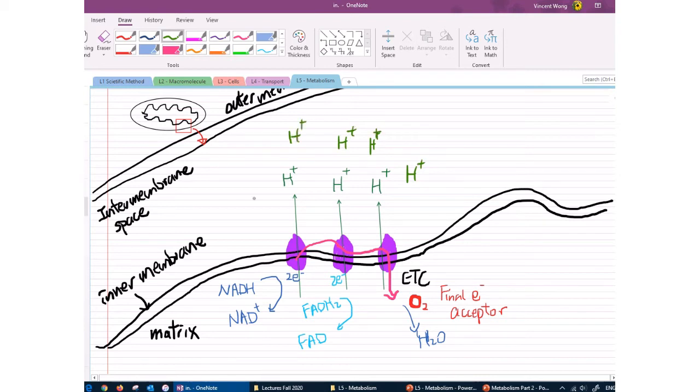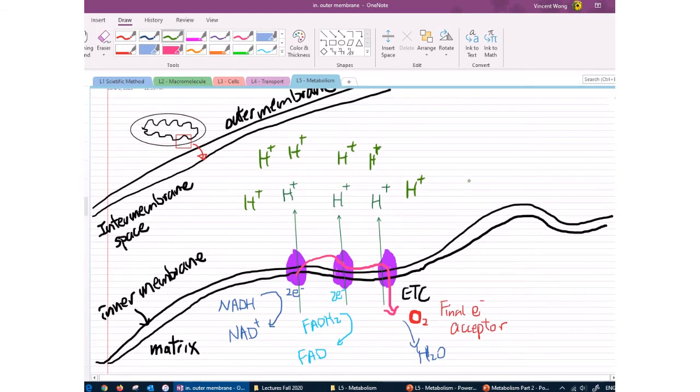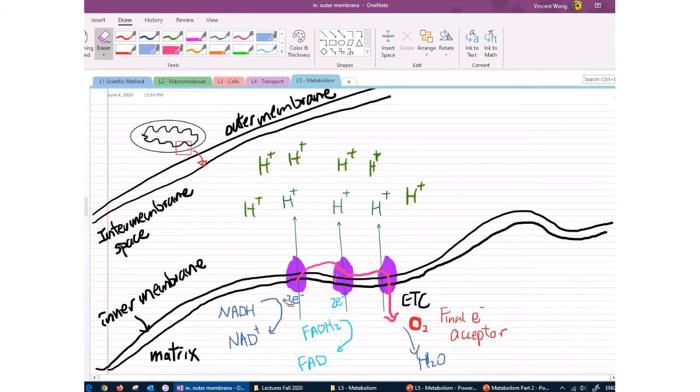Now, the H+, they are positively charged, and as you learned in the membrane transport lecture, charged particles cannot go through the cell membrane, right? So the inner membrane is similar to the cell membrane in that it's also made up of a phospholipid bilayer. So these H+ really want to come back in, but they can't because of the inner membrane, right? So over time, as more and more electrons are being deposited at the ETC, you will create a high concentration of H+ here.